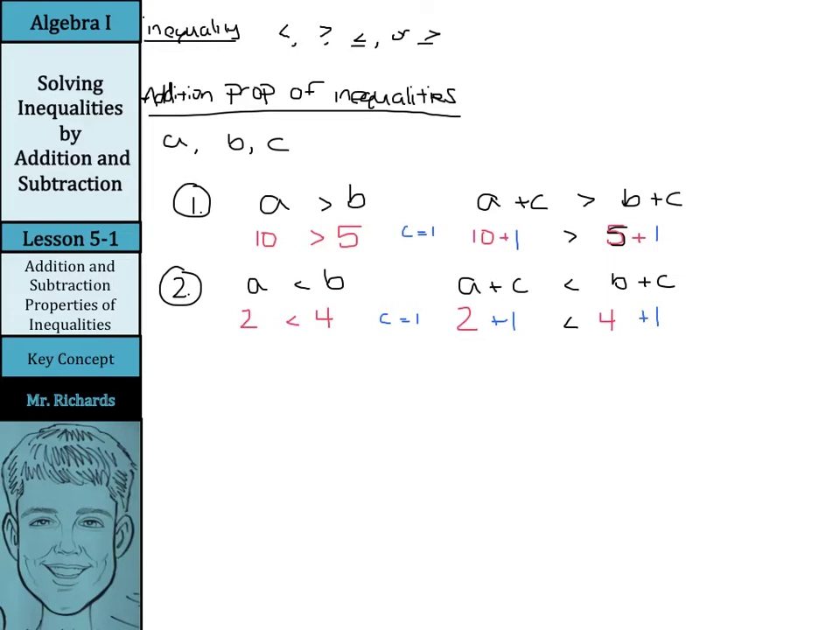Now, what about less than or equal to, or greater than or equal to? These properties hold true for those as well. So if A is greater than or equal to B, then A plus C is greater than or equal to B plus C. Same thing for the less than or equal to.